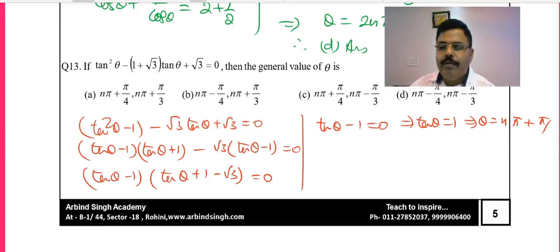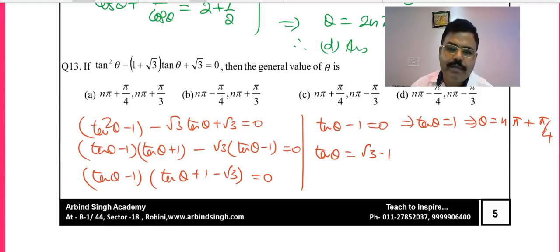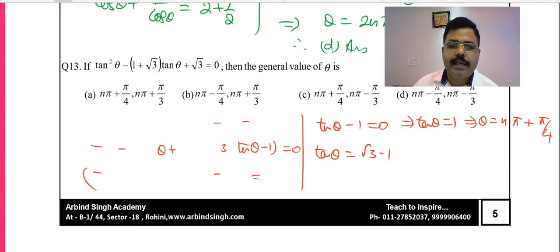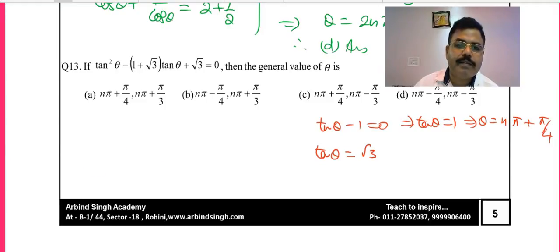The next situation would be, what is that? Tan theta is equal to root 3 minus 1. If I put this, then what is root 3 minus 1? It will be wrong somehow. Sorry, I'm sorry for that. We can factorize this like using this. Tan theta would be root 3. So this is tan square theta minus tan theta, because I have written here one only, minus root 3 tan theta plus root 3 is equal to 0.